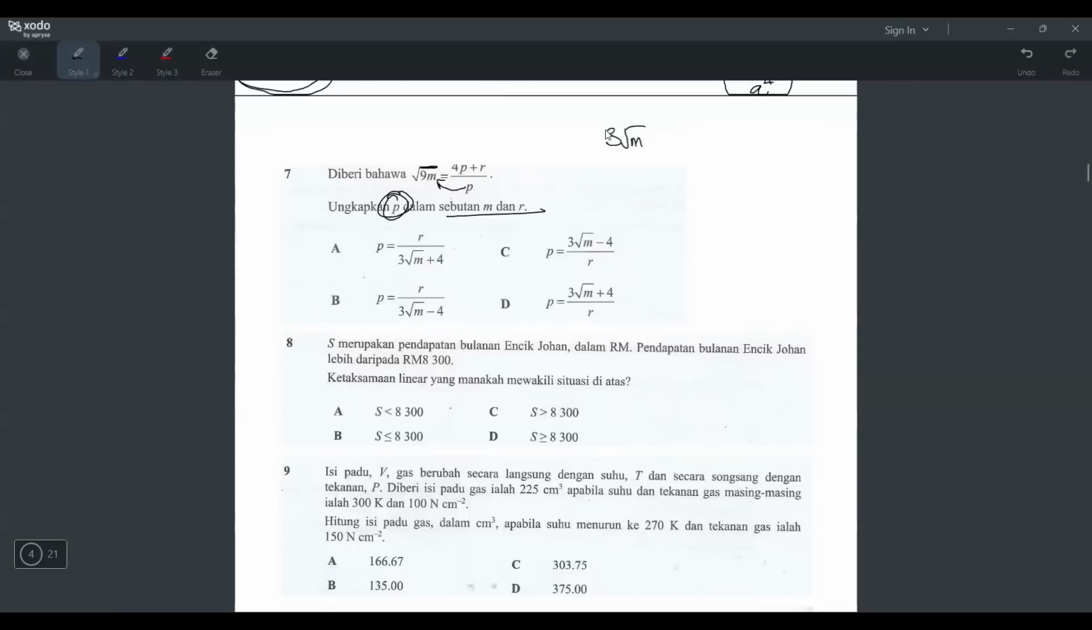Okay. And kenapa saya buat macam tu? Sebab saya tak nak ada pecahan. Saya tak nak ada fraction. Because kalau ada fraction susah nak pindah nanti. And then equals to what? 4P plus R. And don't forget, you are finding P now.